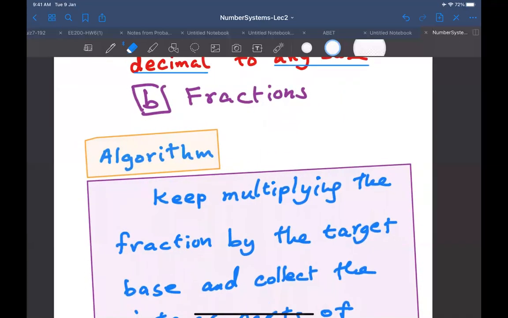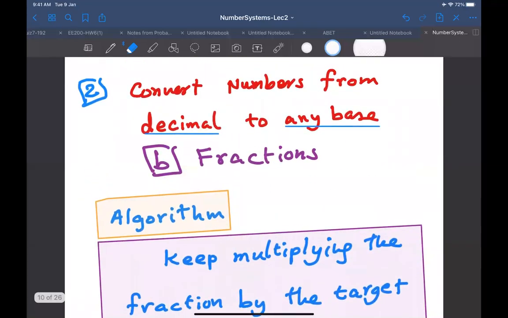So in the last lecture, we covered how to convert from any base to decimal, as well as convert from decimal to any base for the integer case. Today, we are going to continue discussing this conversion, which is from decimal to any base for the fractions case. Okay, the algorithm is simple.